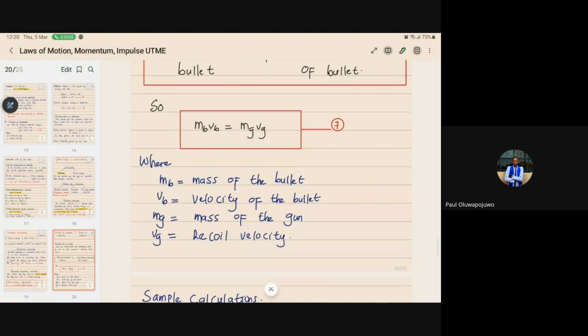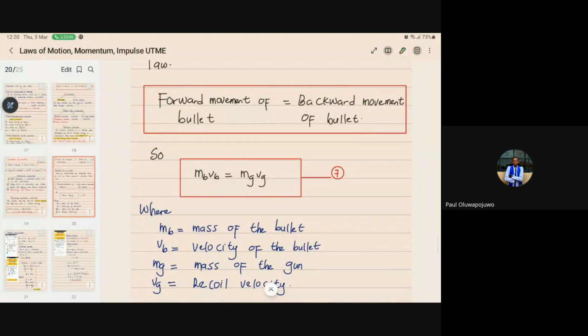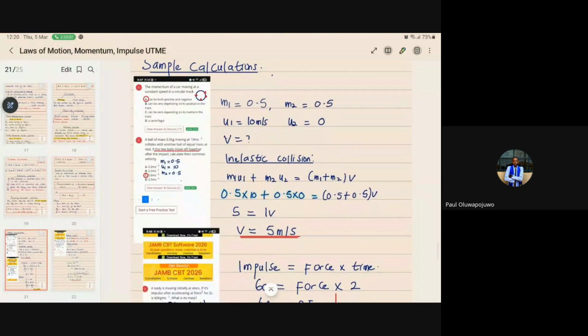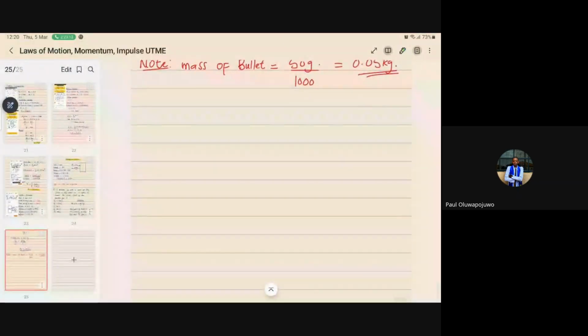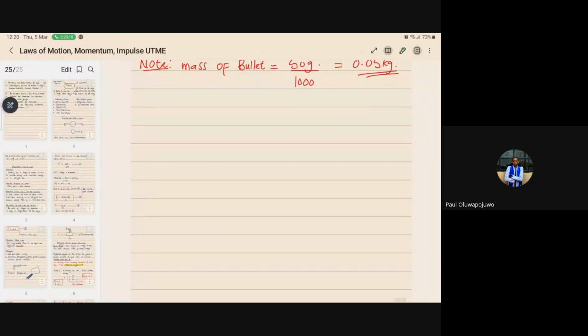Recoil of a gun. I gave you the formula for recoil of a gun, which I just used in solving the question I solved now. And we solved a lot of questions regarding what we've done so far. So I wish you all the very best, and I hope that you get to solve more questions and revise your notes as well. All the best, guys. Any questions so far? Any question?